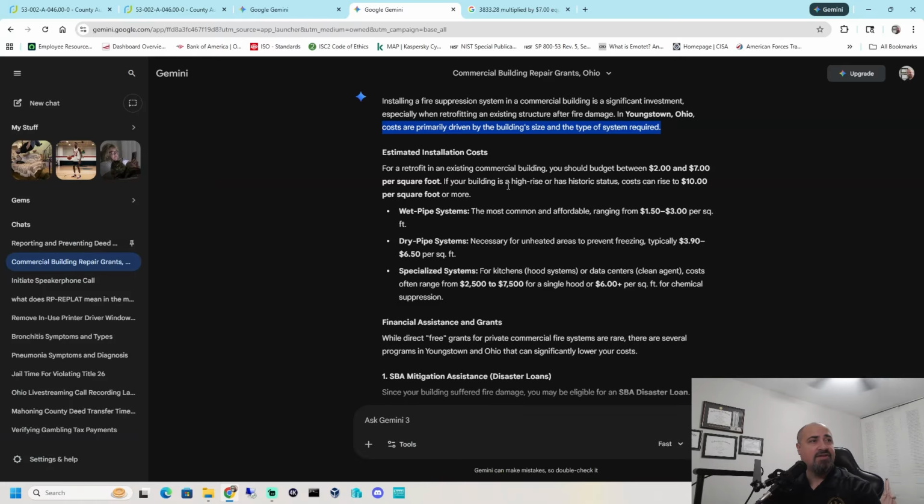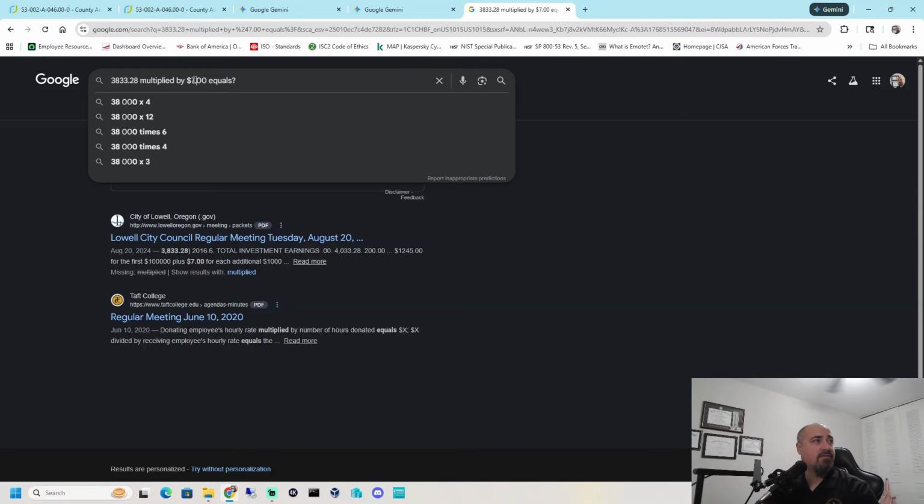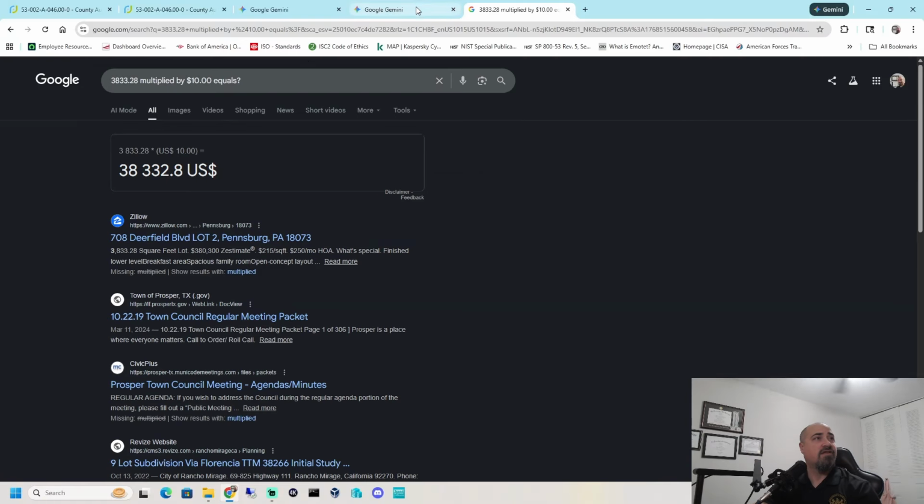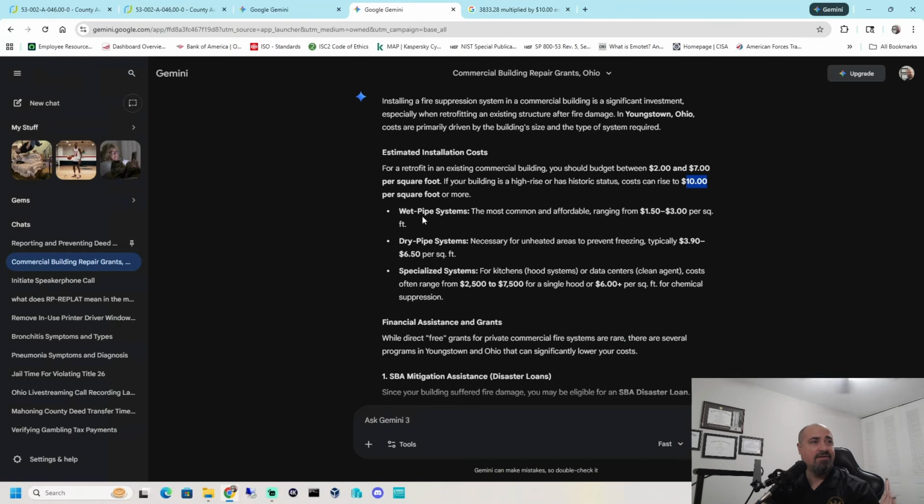If your building is a high rise or has historical status, that rises to $10 or more. So let's go ahead and do that for $10 now, which is 38,000. Then you have the wet pipe systems, which would be $1.50 to $3, and then dry pipe, which is $3.90 to $6.50, and then specialized systems for kitchens or data centers, which are different. Those are always going to cost more.